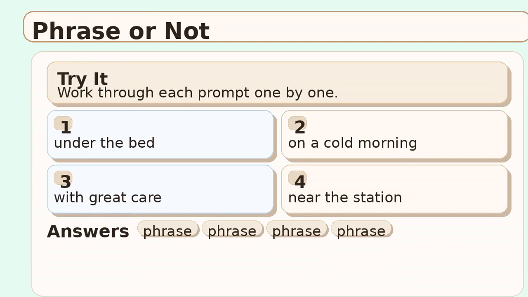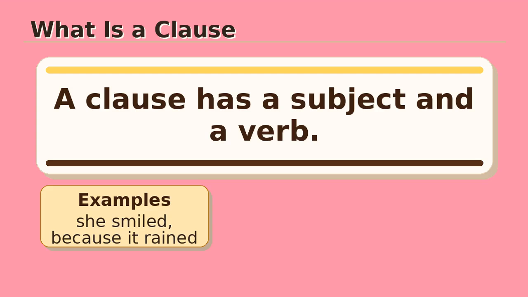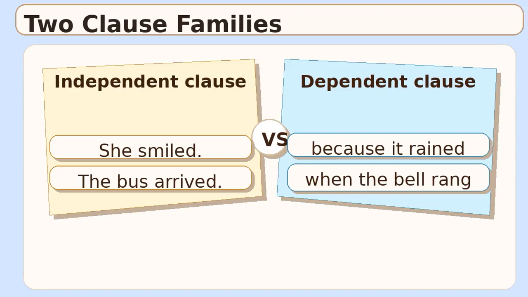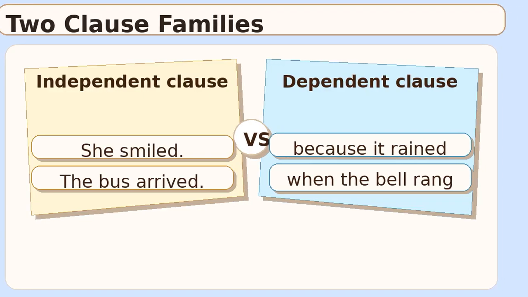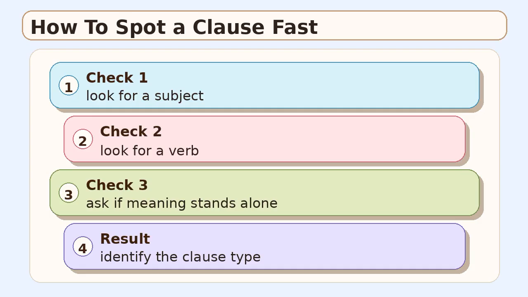A clause is a group of words that contains a subject and a verb. That makes a clause more complete than a phrase. But some clauses still cannot stand alone, because they depend on another idea. There are two major clause families. An independent clause can stand alone as a complete thought. A dependent clause has a subject and a verb too, but it still depends on another part to complete the meaning.